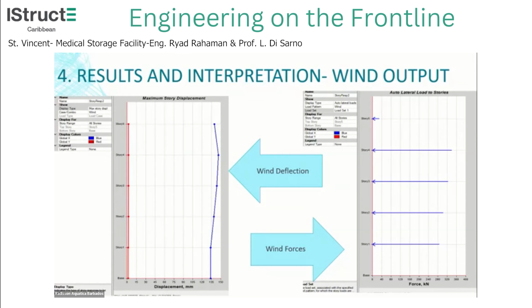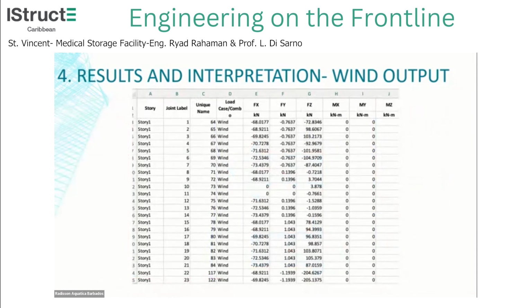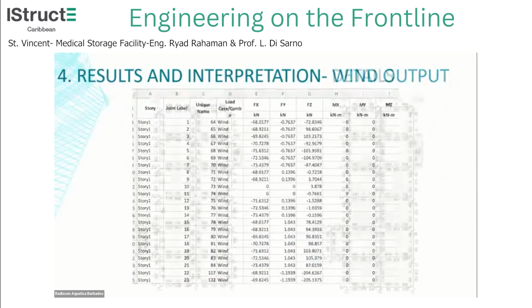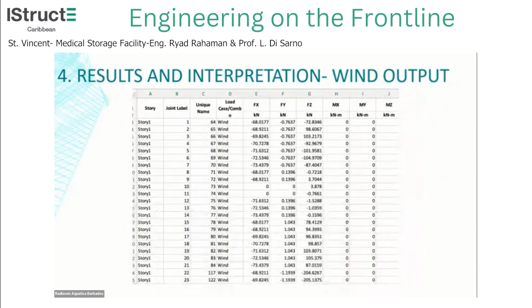At this point, earthquake governs the design over hurricanes. But we'll talk about that a little bit later because we can even reduce it more. The lateral load, 65 kilonewtons at the base. So it's below the isolators.